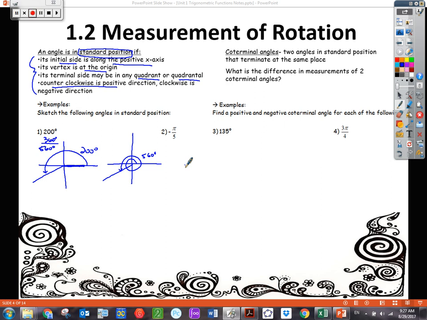If there's an extra rotation on it, you need to show that. Okay? We okay? All right, so let's do one more on standard position, and then we'll move to our next vocabulary word.